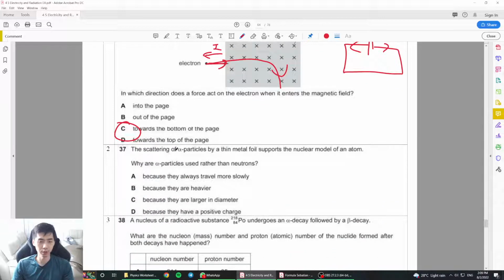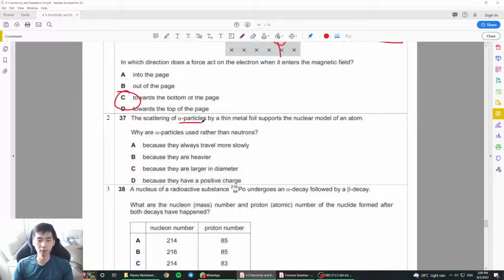For the second question here, it says that the scattering of an alpha particle by a thin metal foil supports the nuclear model of atoms. Why are alpha particles used in this theory? When they talk about this thin metal foil here, they are basically referring to the gold foil experiment, right? The reason why we use alpha particles is because the alpha particles are supposed to bombard the nucleus, right? And this is because we want to find out whether it has a lot of empty spaces or all the mass is concentrated in the center.